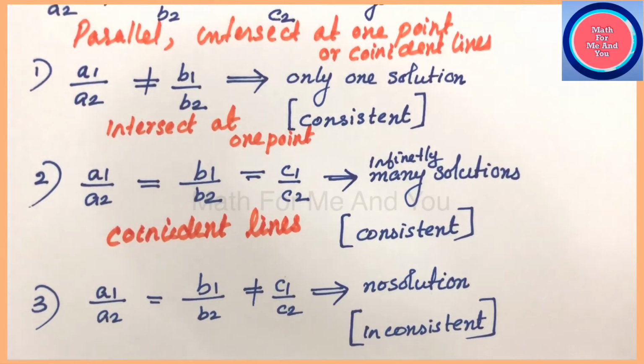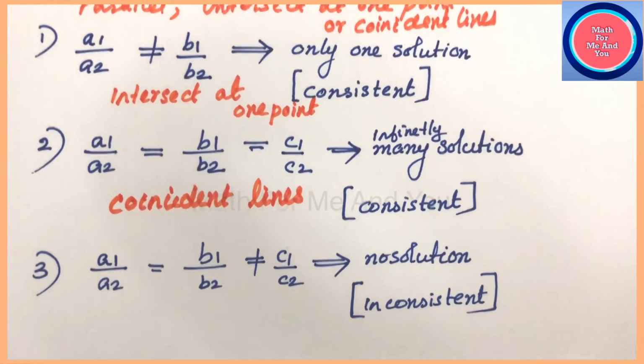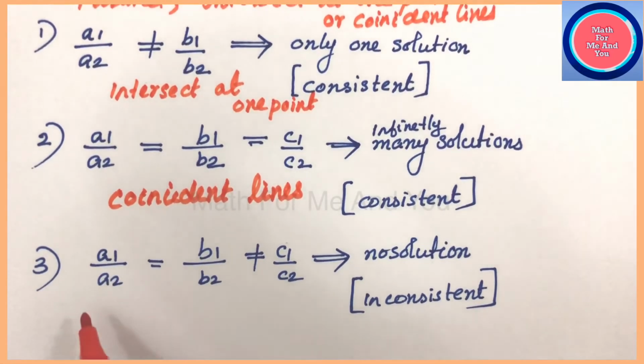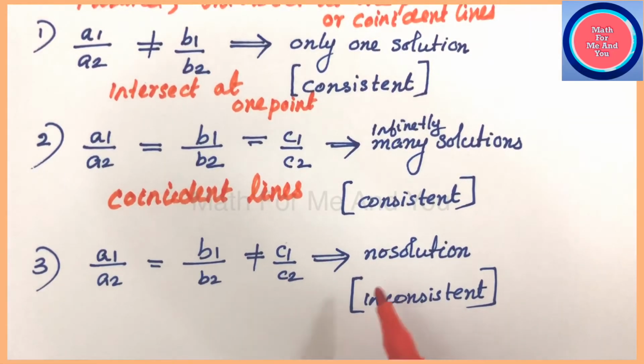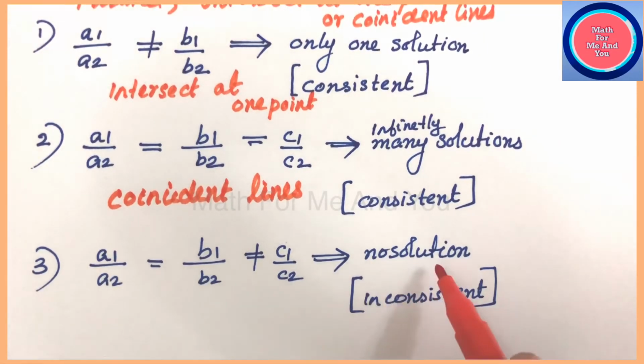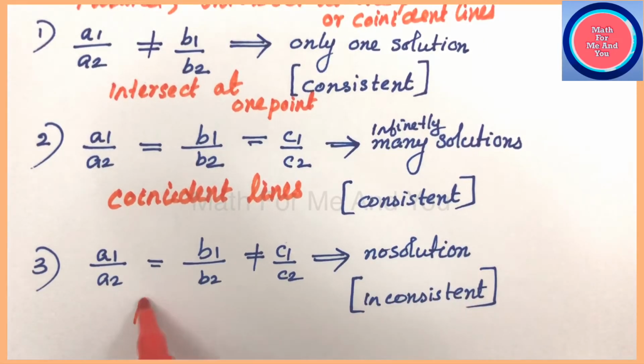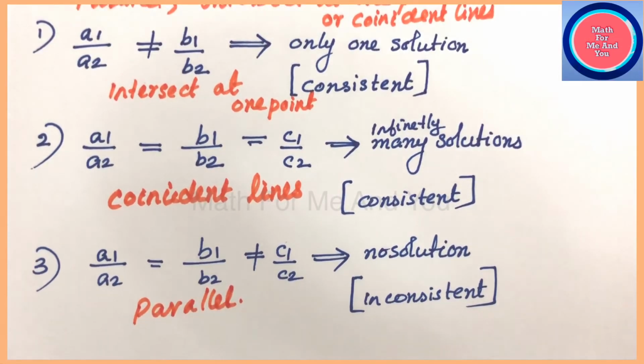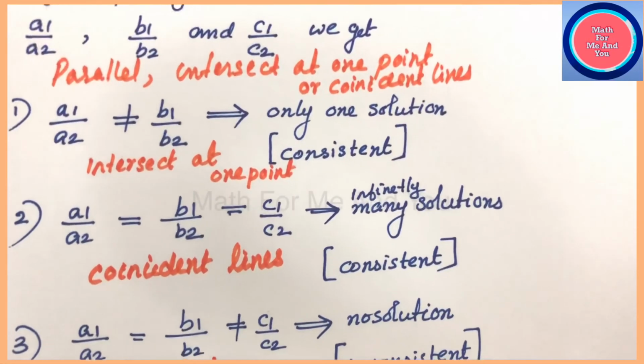And equations, they have solution, that means they are consistent. Okay, third case, a1 by a2 equals b1 by b2 not equal to c1 by c2. No solution. In this case, the lines must be parallel lines because parallel lines never meet.